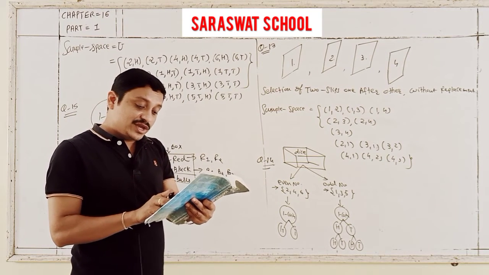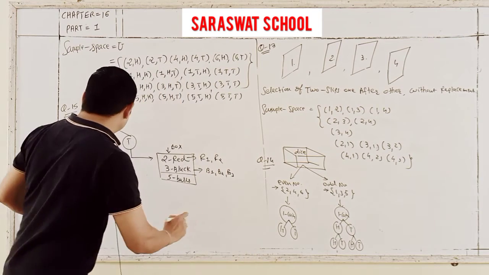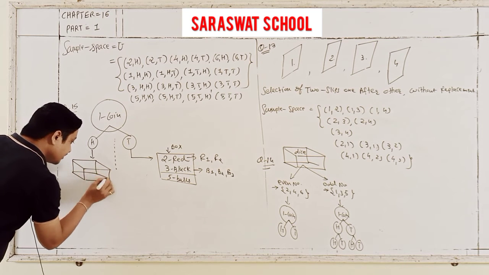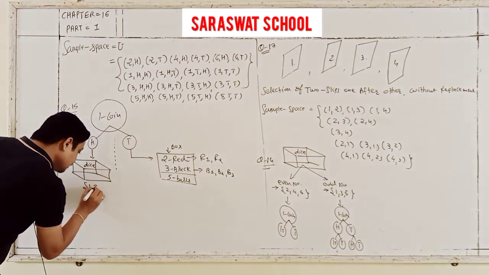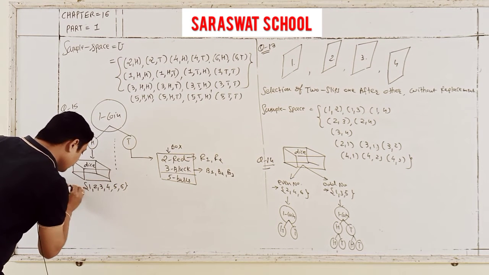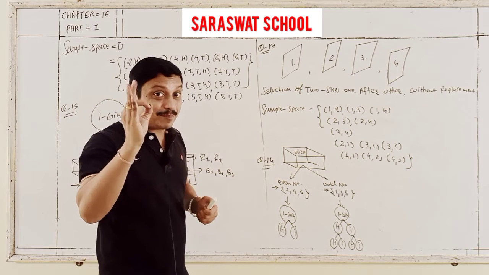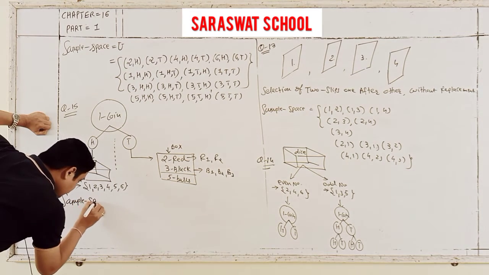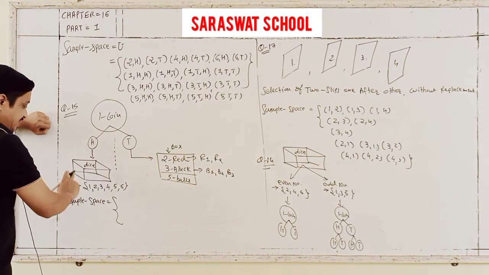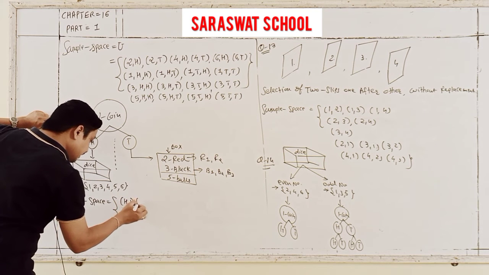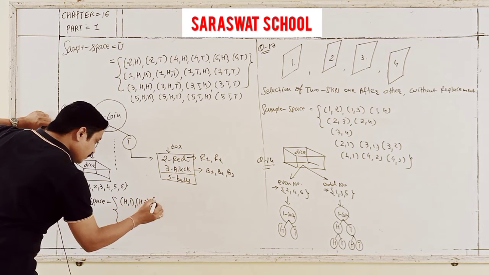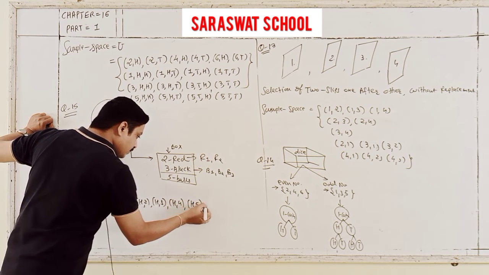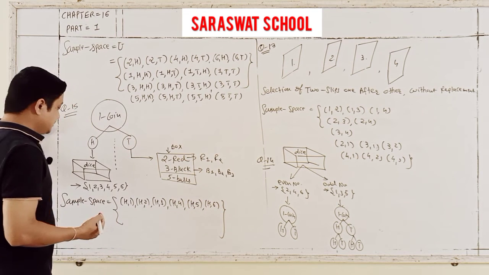And if you get a head in the first toss, we throw a die. Here, students, you draw the die this way, with numbers 1, 2, 3, 4, 5, 6, and now the total sample space you can write very easily. The sample space that way: H1, H2, H3, H4, H5, H6. This is done.